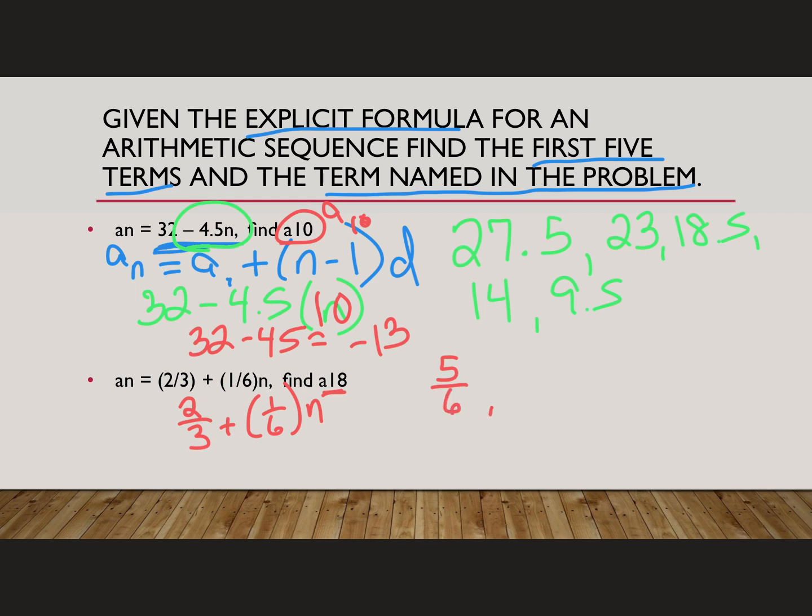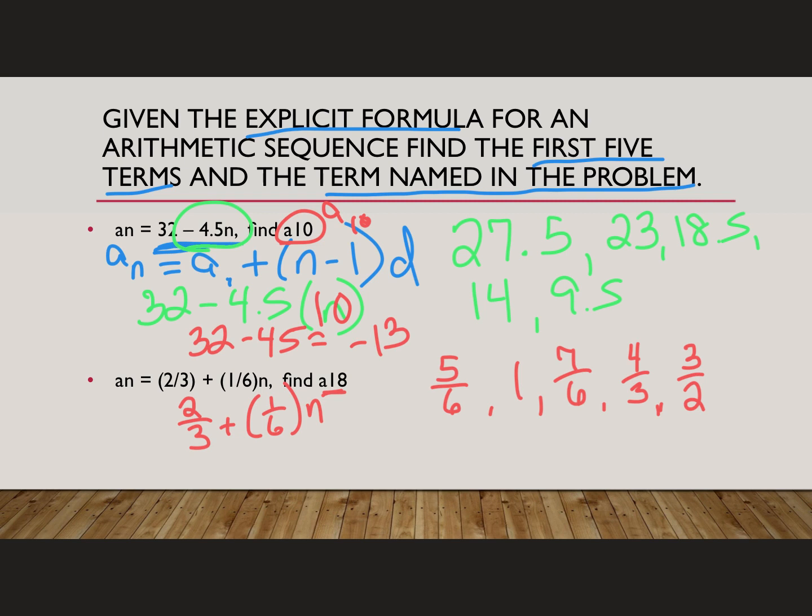My next term, we're adding it, would be 1. My next term would be 7/6. My next term would be 4/3. My next term, let's see what that'd be, it'd be 9/6, which is 3/2. So you have to simplify those, okay? So that one's sort of hard to tell because it's got all those weird fractions.